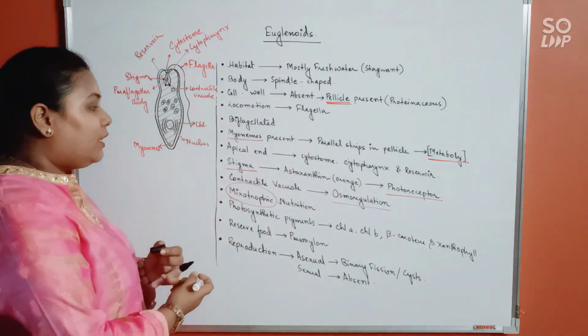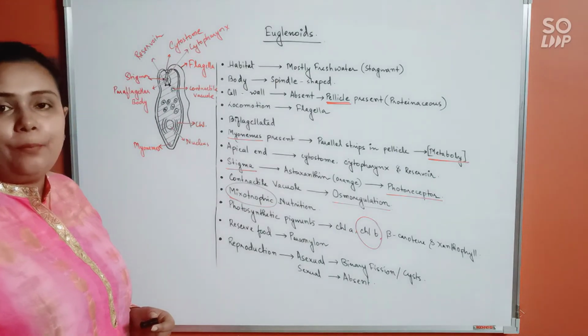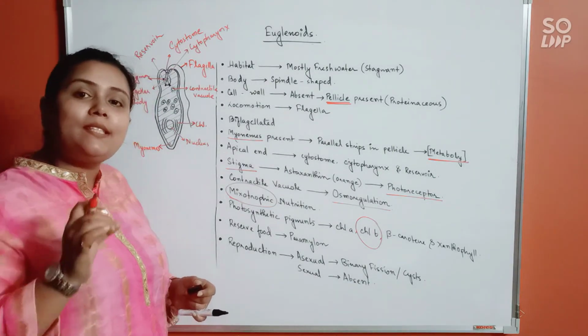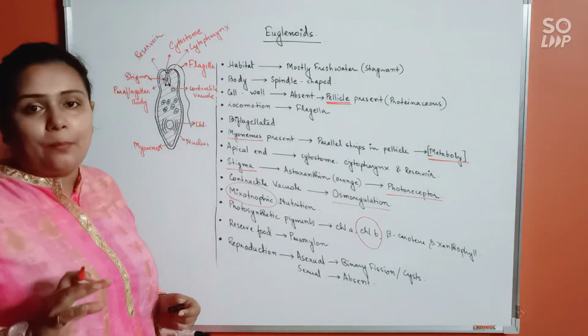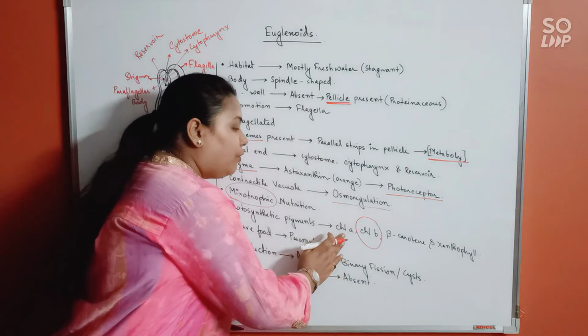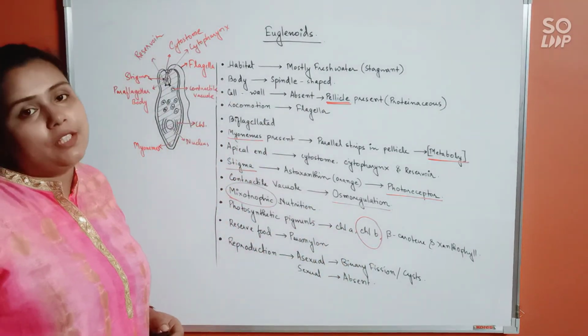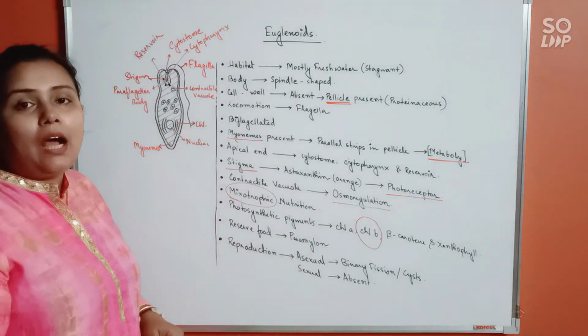Okay. Here the difference is chlorophyll b. In the rest of the photosynthetic protists like dinoflagellates and diatoms, you have seen chlorophyll a and c are present. But here we have chlorophyll a and chlorophyll b. b is the important difference. Now, reserve food material is paramylon.